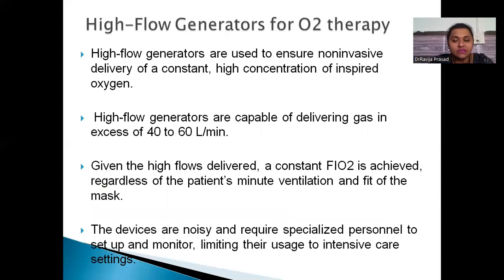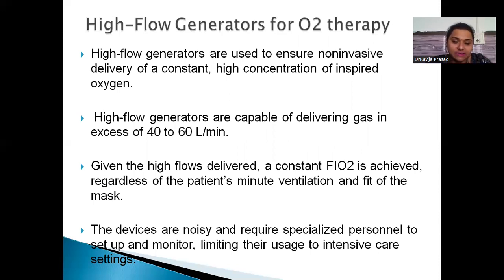Now, the high flow generators for O2 therapy. The high flow generators are used to ensure non-invasive delivery of a constant high concentration of inspired oxygen. They are capable of delivering gases in excess of 40 to 60 liters per minute. The high flow delivery gives a constant FiO2. This is the process: the high flow generators actually achieve the highest FiO2 in regard to the patient's minute ventilation.